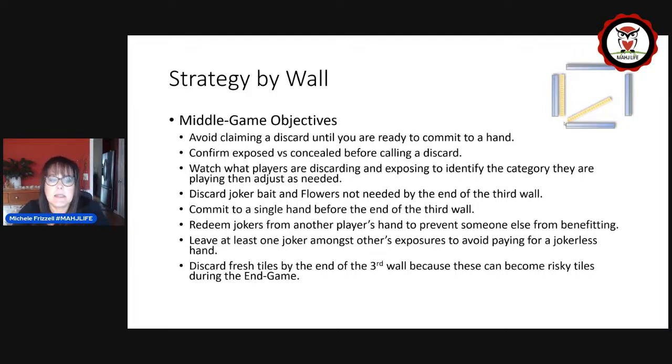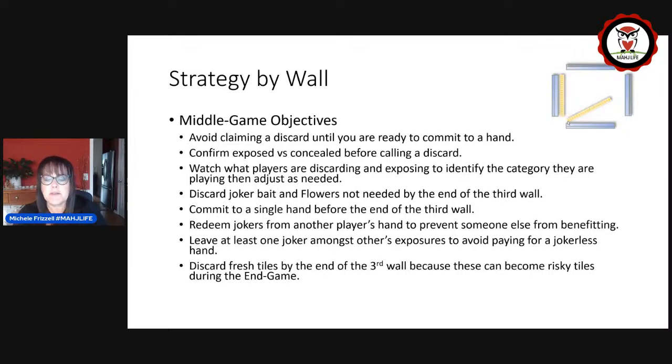You want to commit to a single hand by the end of the third wall. That just gives you kind of a guideline for where your hand development should be in this stage of the game. By the end of the third wall, you want to know what hand you're playing.